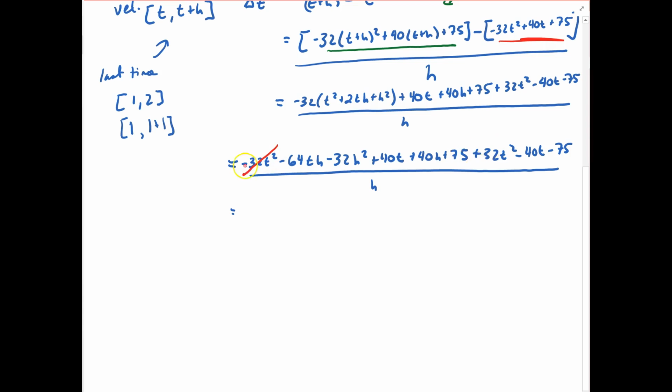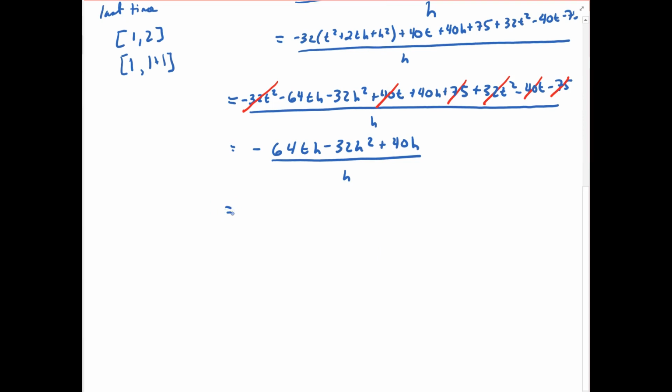Sure enough, this negative 32t squared term adds out. Some would say cancel with that 32t squared. And let's see here, this 40t will add out with that 40t, and these add out as well. So once everything kind of cleans up, we end up with minus 64th minus 32h squared plus 40h all over h.